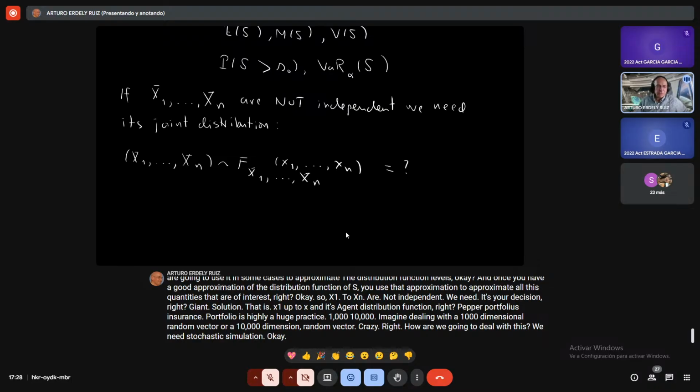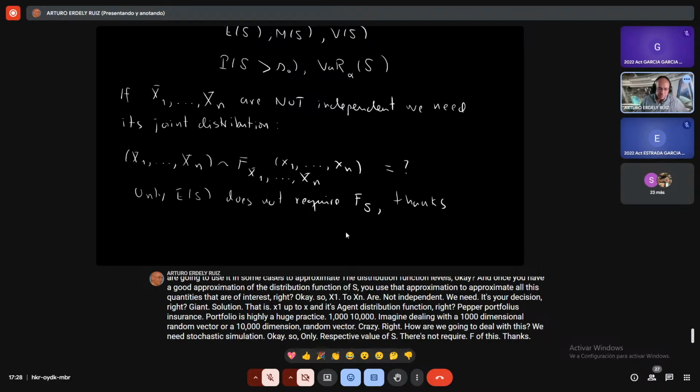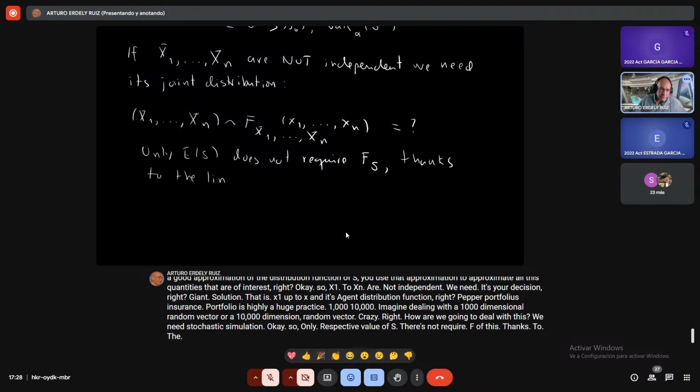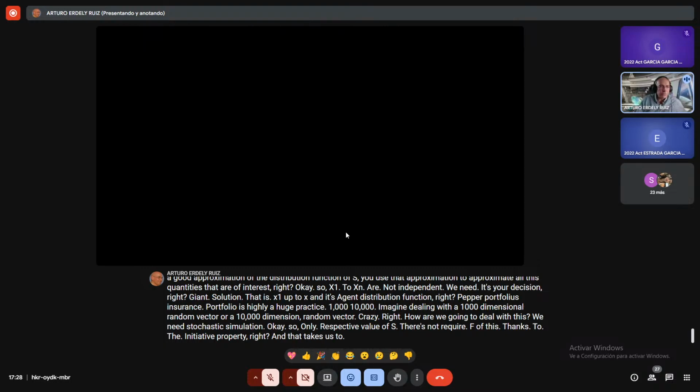Okay? So only the expected value of S does not require F of S, thanks to the linearity property, right? And that takes us to proposition 7.